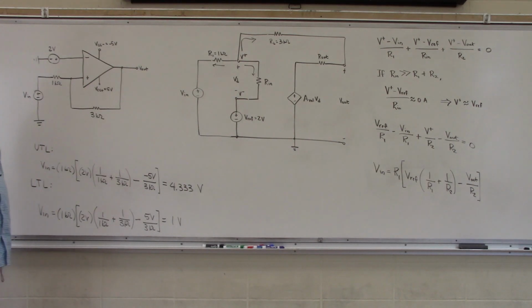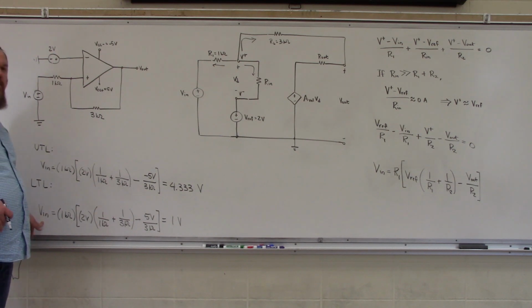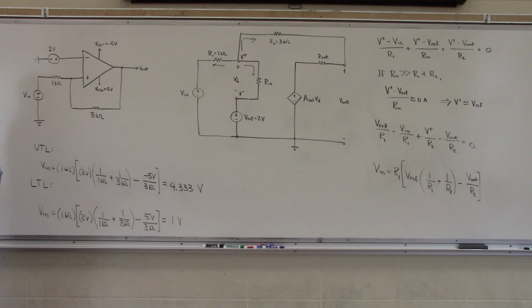So our output voltage changes from VCC plus down to VCC minus whenever our input voltage gets smaller than 1 volt. And I believe that these values match our simulation very well.